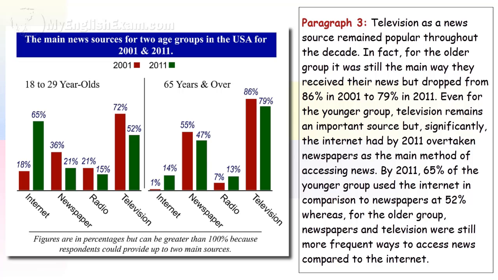Even for the younger group, television remains an important source, but significantly, the internet had by 2011 overtaken newspapers as the main method of accessing news. By 2011, 65% of the younger group used the internet, in comparison to newspapers at 52%, whereas for the older group, newspapers and television were still more frequent ways to access news compared to the internet.